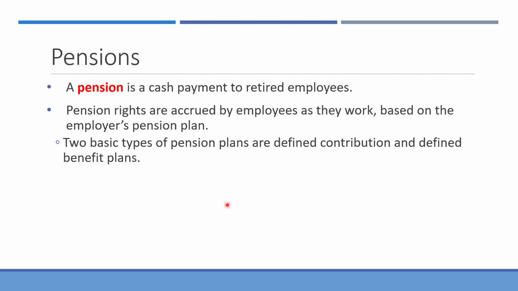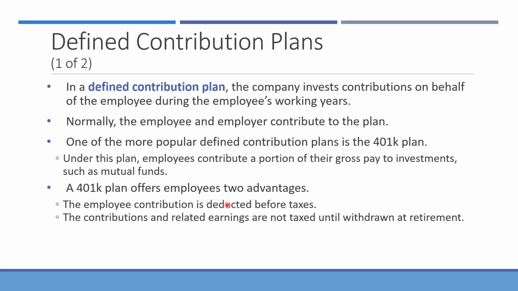Pensions are a cash payment to a retired employee, and pension rights are accrued by employees as they work based on the employer's pension plan. There's two types of pension plans: defined contribution and defined benefit. A defined contribution plan means the company invests a certain amount of money during an employee's working years, and think of that as like a 401k.